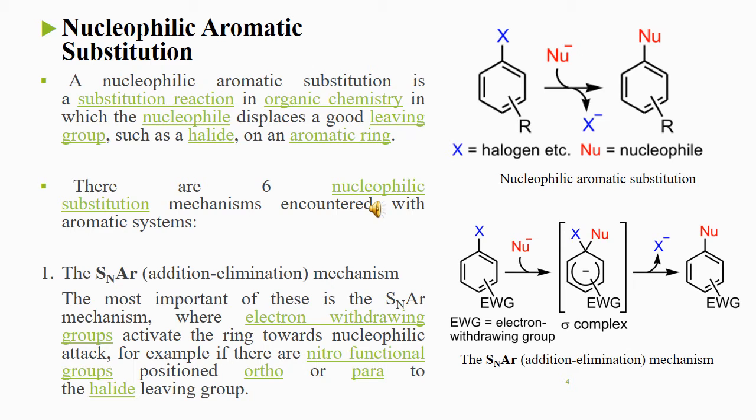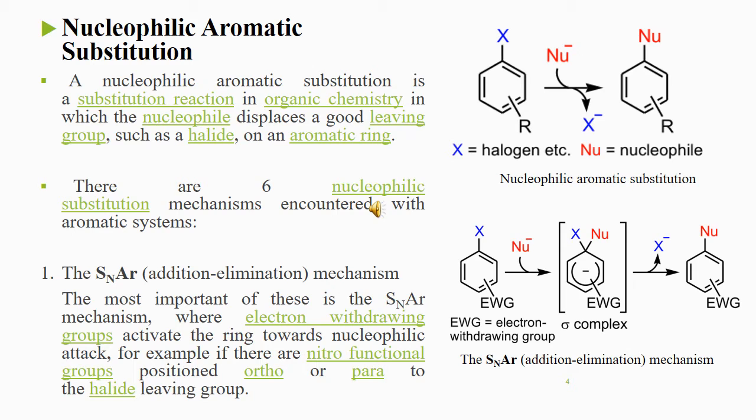Now you can see the diagram on right hand side, the upper one. Here a general aromatic nucleophilic substitution is shown. X is the halogen, a good leaving group. Nu negative is the nucleophile. Nucleophile is displacing X. And the reactant on the left hand side of the equation has X attached with aromatic ring, and on the right side of the equation nucleophile has displaced that good leaving group.